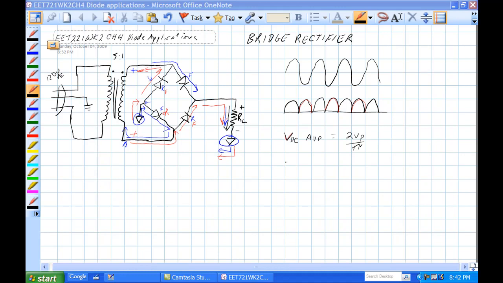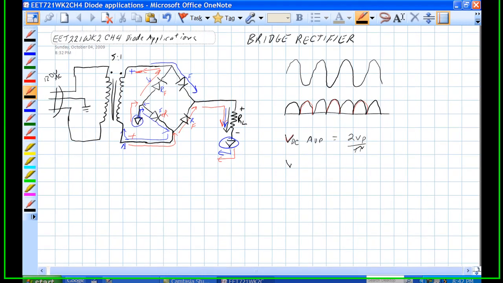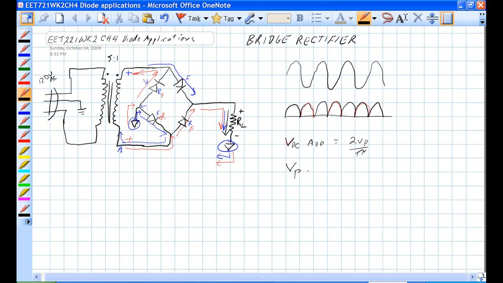Well, here we are again. The peak, the crust, RL. How about we just call this VRL?